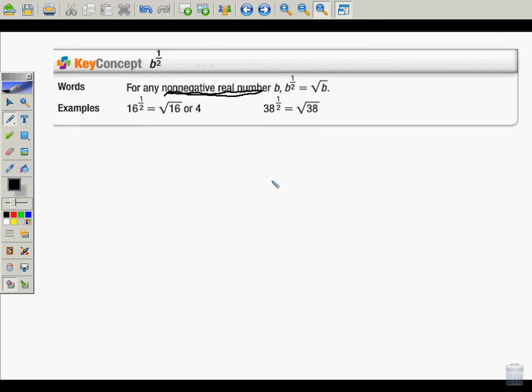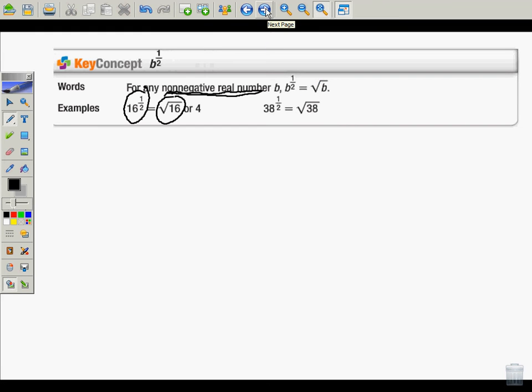So we can rewrite 16 raised to the 1/2 power as the square root of 16. And no matter how you would evaluate this in your calculator, 16 to the 1/2 or square root of 16, you would still get the answer of 4. Same thing over here, 38 raised to the 1/2 power, that's just the same thing as saying the square root of 38. Anything raised to the 1/2 power, you can just rewrite as taking the square root of it.